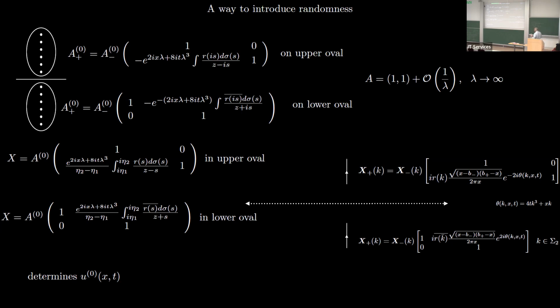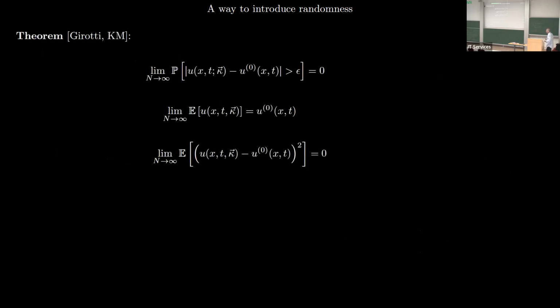Okay, so this Riemann-Hilbert problem determines some quantity u0 of x and t, which is probably the average of the potential. Very recently, Manuela and I worked out the details of these three statements, which are probabilistic statements. I'm describing them here. We're still in the process of writing it up, but these are the statements.